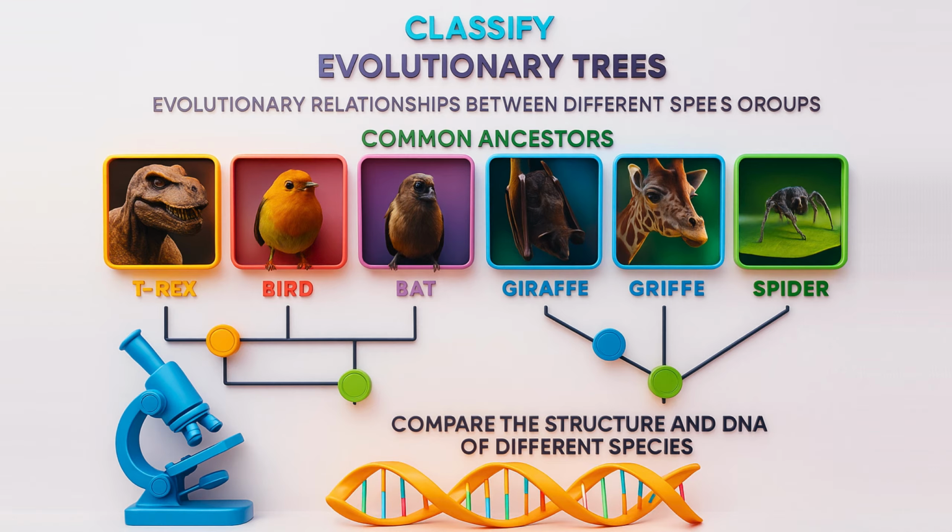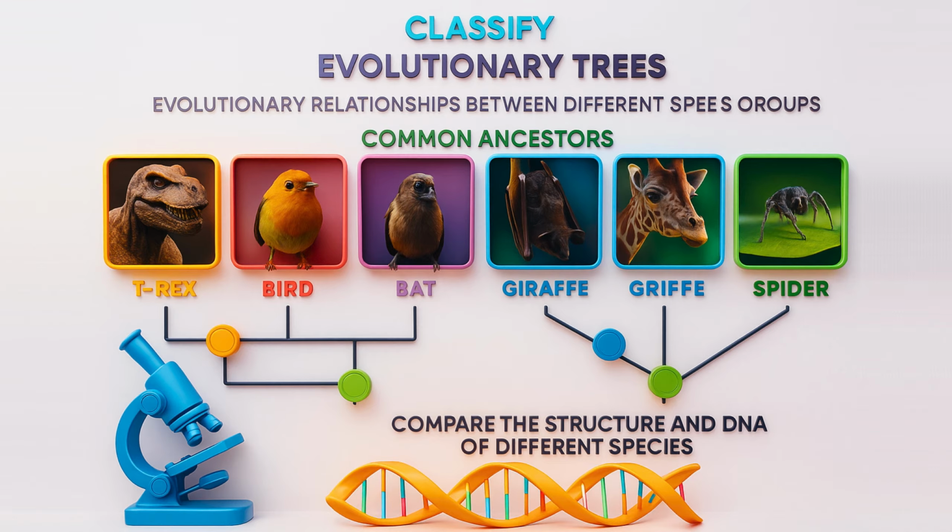For example, if you look at an evolutionary tree that includes birds, Tyrannosaurus rex, and bats, you might be surprised to see that birds are actually more closely related to Tyrannosaurus rex than to bats. This is because birds and T-Rex share a more recent common ancestor than birds and bats do. In the same way, bats and birds are more closely related to each other than either is to spiders, because their common ancestor with spiders lies much further back in evolutionary history.